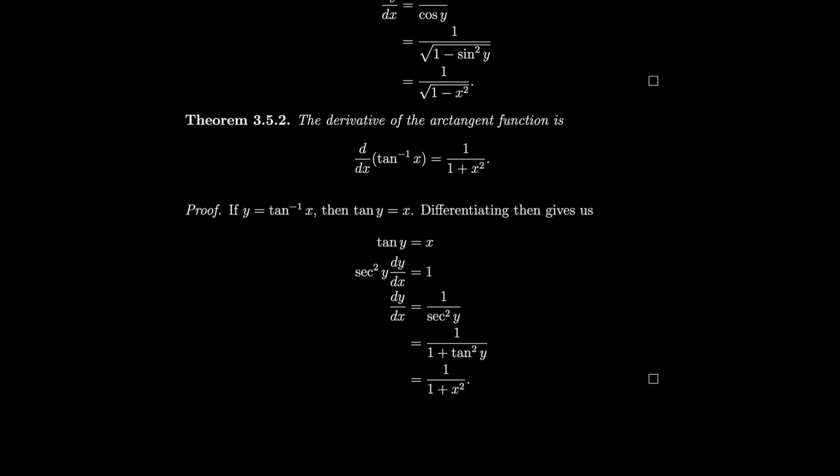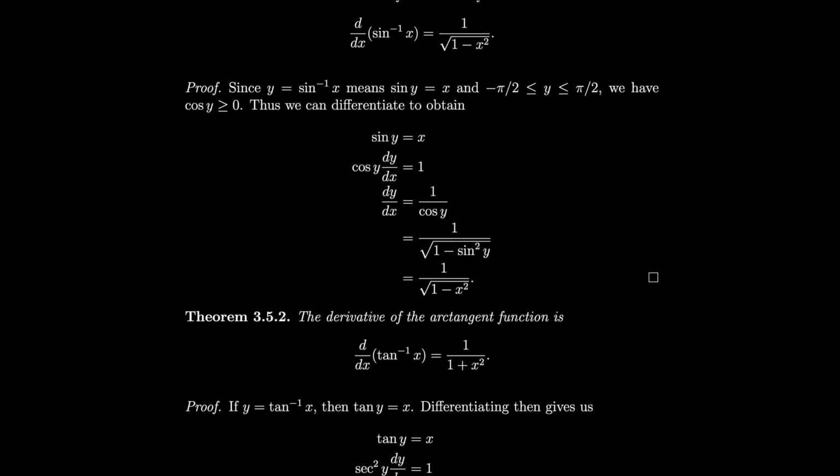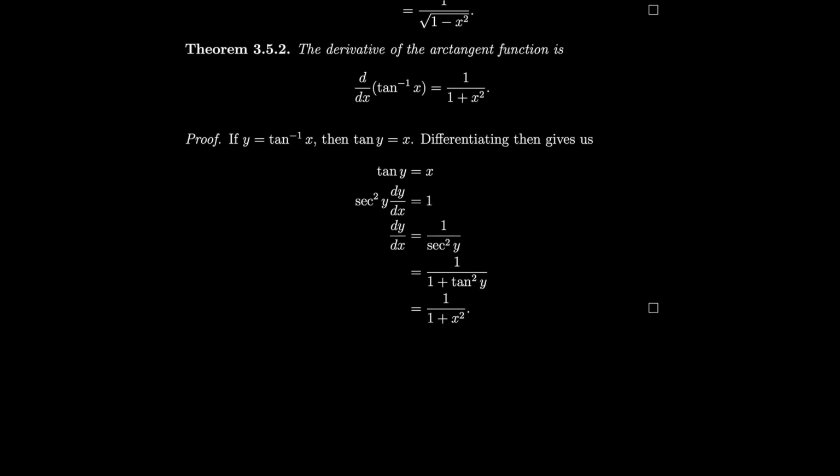We can also differentiate to get that derivative of cosine inverse is the same as sine inverse, except that it's minus 1 over square root of 1 minus x squared. All of the co-functions have minus derivatives in general, but the proof is pretty much the same, so you can do that yourself.